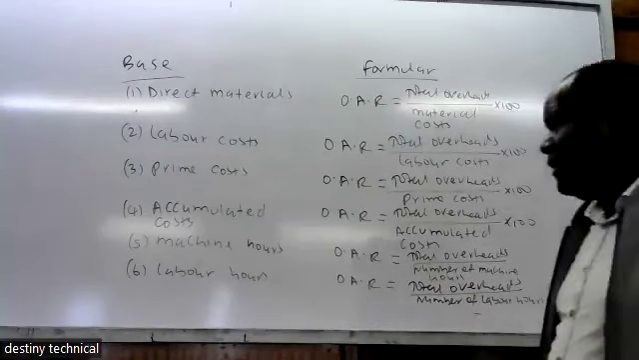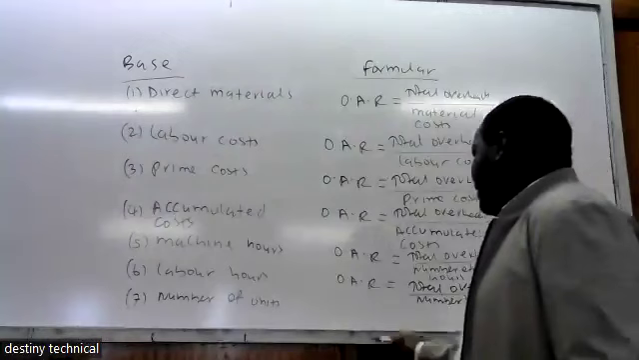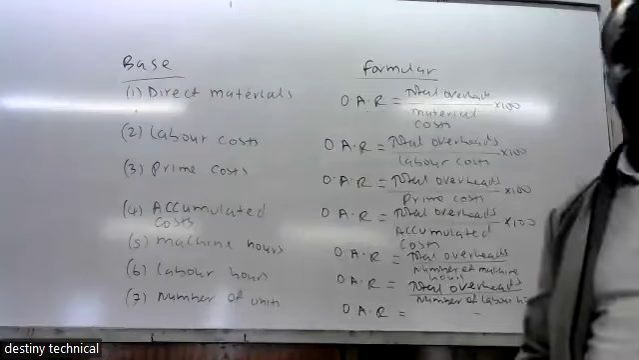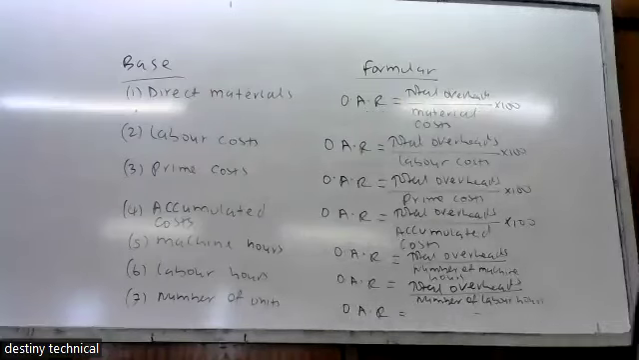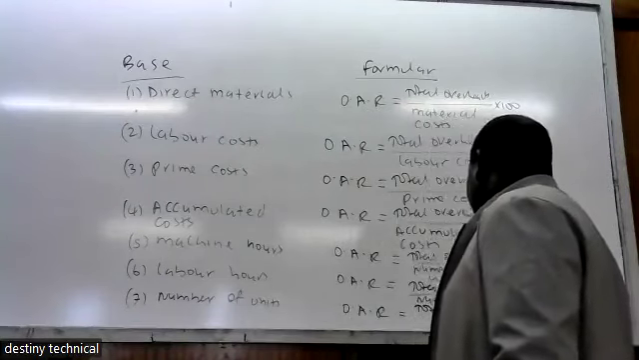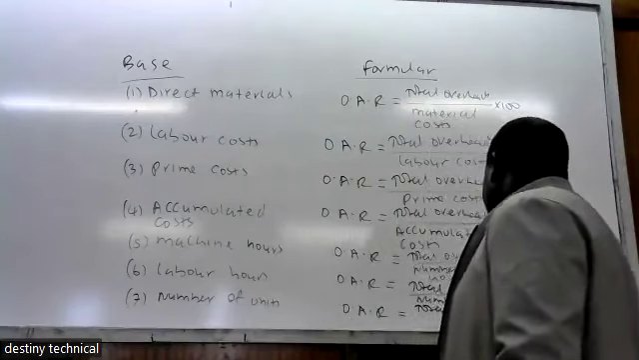Then the last one will be the number of the units. When it comes to the number of the units, the overheads absorption rate is the total overheads divided by the number of units.